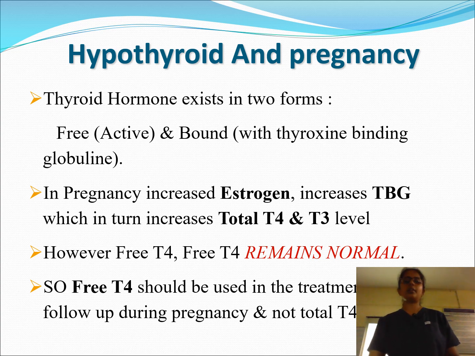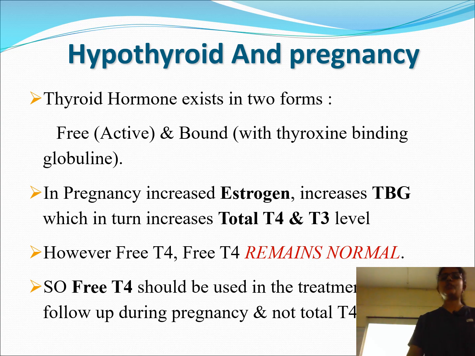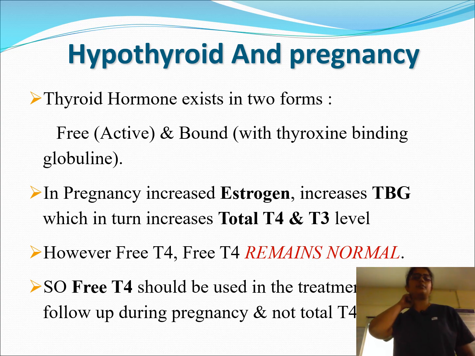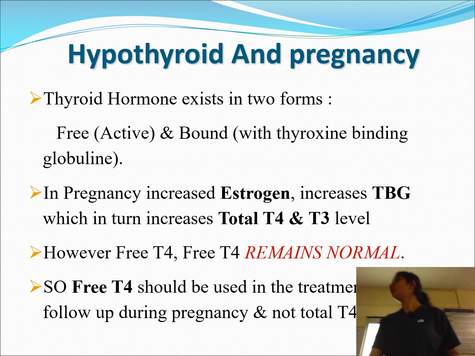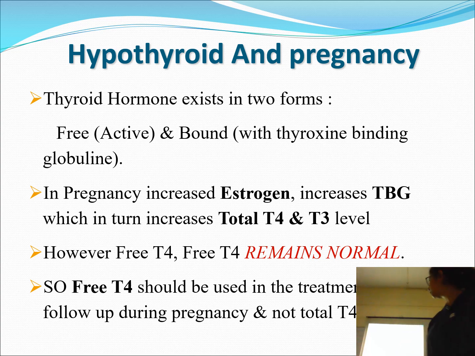Normally, thyroid hormone exists in two forms, which is the active free form and the bound form, bound to thyroxine binding globulin. In pregnancy, there is increased estrogen, which causes an increase in thyroxine binding globulin, and it also increases total T3 and T4 levels. However, free T4 levels remain normal. So free T4 should be used in the treatment and follow up during pregnancy and not total T4.